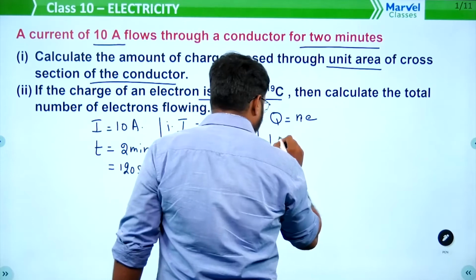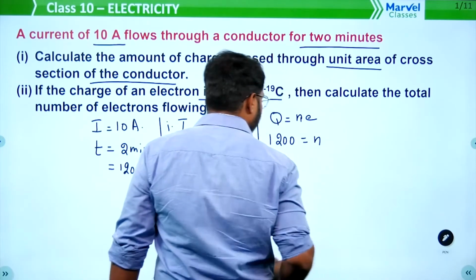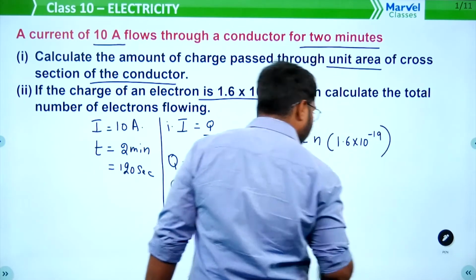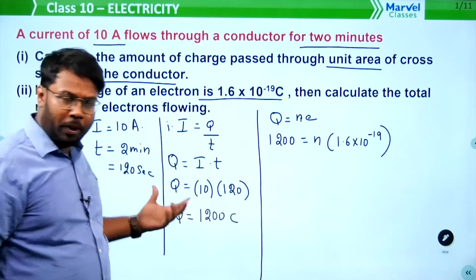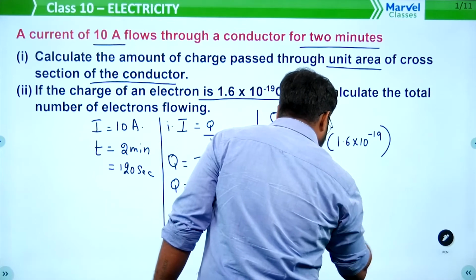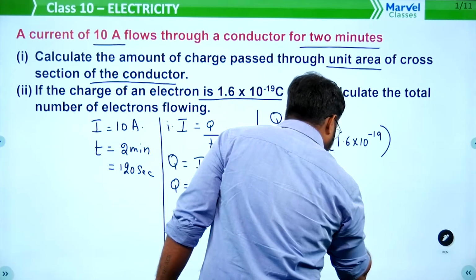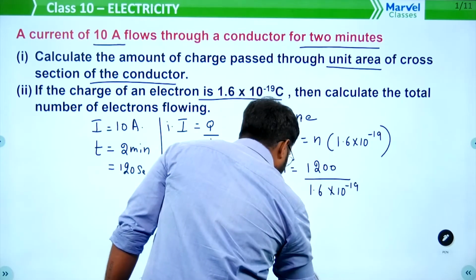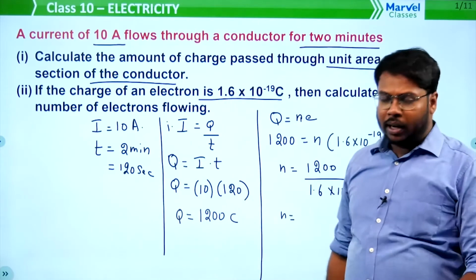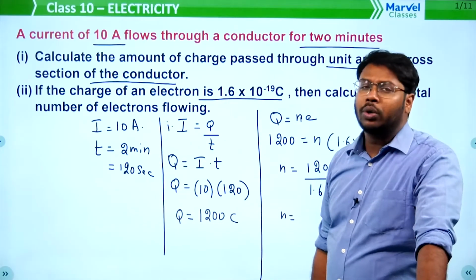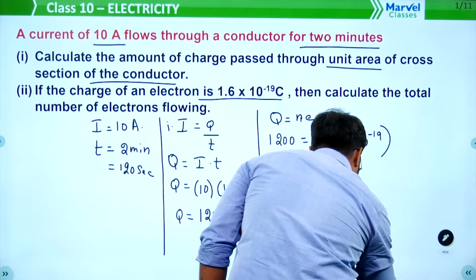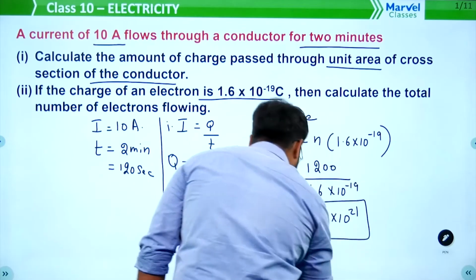So, 1200 is equal to N into 1.6 into 10 power minus 19. To find N, you bring everything to the denominator, where N is equal to 1200 divided by 1.6 into 10 power minus 19. We can easily calculate that N is 7.5 into 10 power 21. So 7.5 into 10 power 21 such charges will flow.